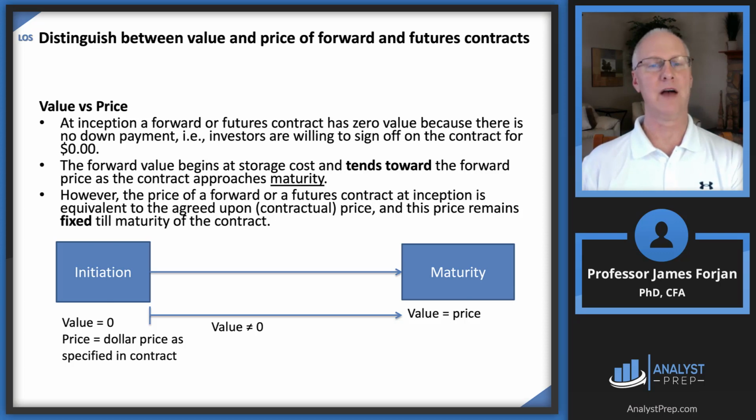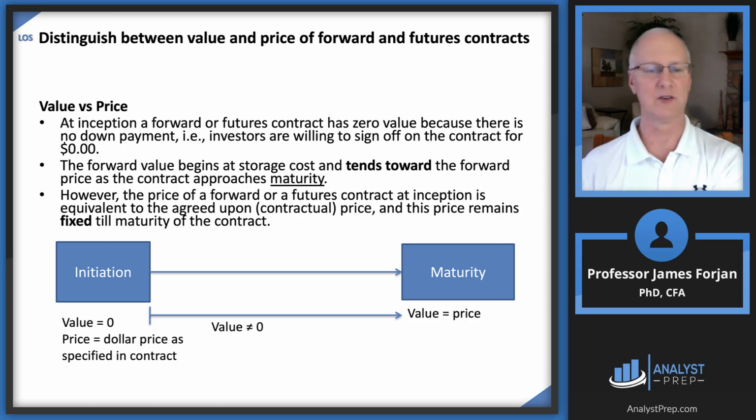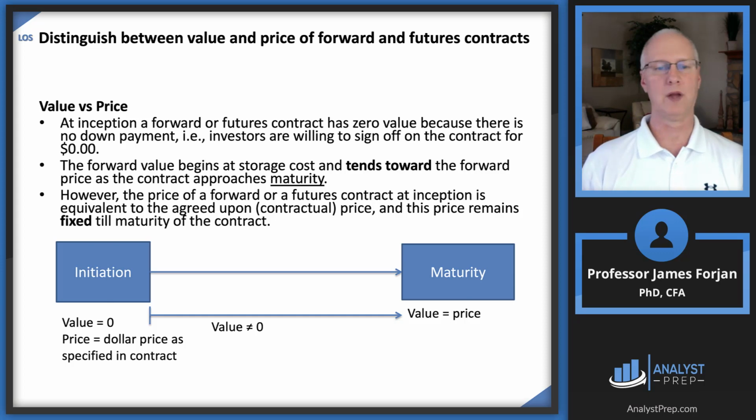Now, the price of that forward or futures contract at inception is the price that the two parties agree to trade at some time in the future. And so that's fixed. All right, so notice the little timeline I have there. At initiation, value is 0. And then the price is going to be, well, whatever that price is, right? The price of that forward contract, what was it in my previous example? $5.30.